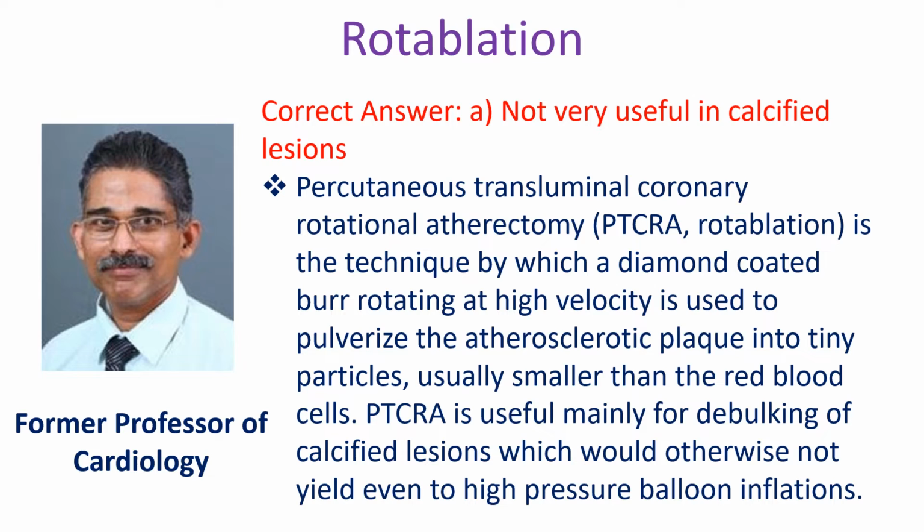Correct answer A. Not very useful in calcified lesions. Percutaneous transluminal coronary rotational atherectomy is the technique by which a diamond coated burr rotating at high velocity is used to pulverize the atherosclerotic plaque into tiny particles, usually smaller than the red blood cells. PTRCA is useful mainly for debulking of calcified lesions which would otherwise not yield even to high pressure balloon inflations.